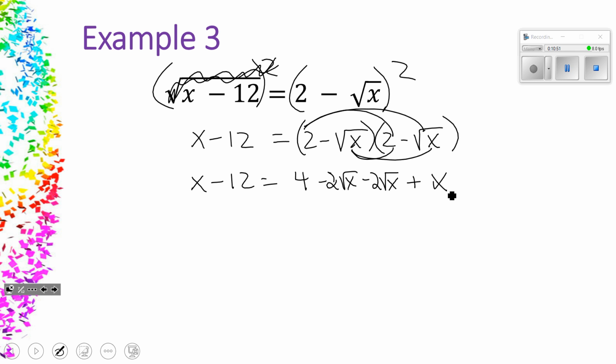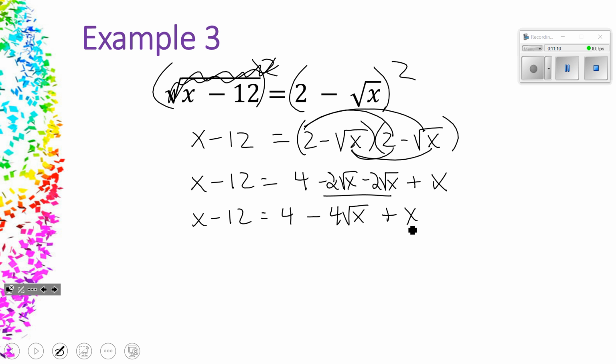Okay? Then what we're going to do is combine like terms. So let's go ahead and combine these. x minus 12 is equal to 4 minus 4 times the square root of x plus x. Any questions on how I added those? In order to add them, they've got to match radicals. You just add the outside numbers.